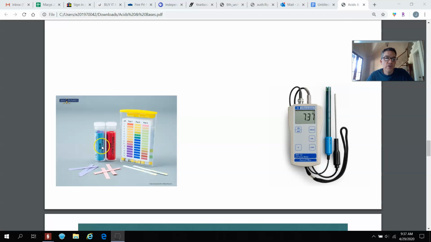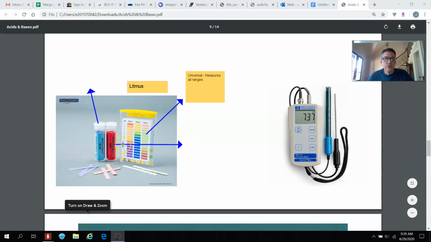On this other side over here is litmus paper. This litmus paper that's over here on this side of the screen, these are just strips of paper that have been dyed with a certain chemical. Litmus is taken from lichens in nature. There's a lot of things in nature that will actually change colors in the presence of acids or bases. You can make some of these in your house if you have things like red cabbage or turmeric. But we have universal litmus paper, and you can see on here that it measures all ranges, so you can use it for a pH of 1 to 14.